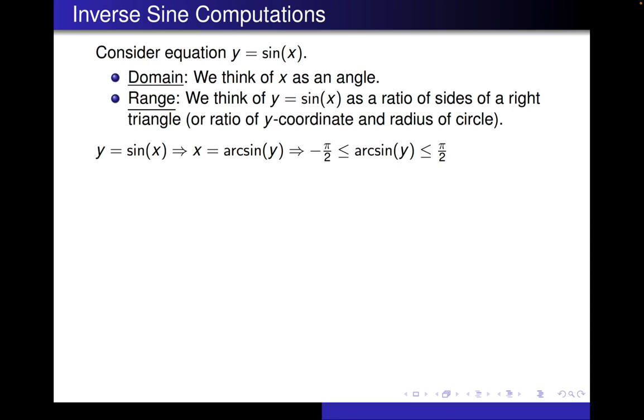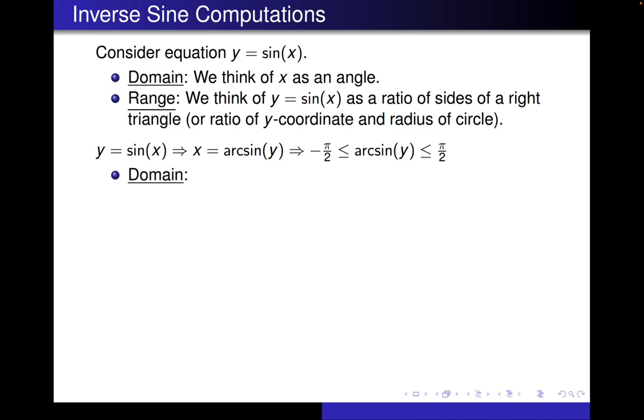So remember, that arc sine of y is our angle x, and for the arc sine function, we're only looking at angles in the first and fourth quadrants. In other words, angles between negative pi over 2 and positive pi over 2. And therefore, arc sine of y is going to be between negative pi over 2 and positive pi over 2.